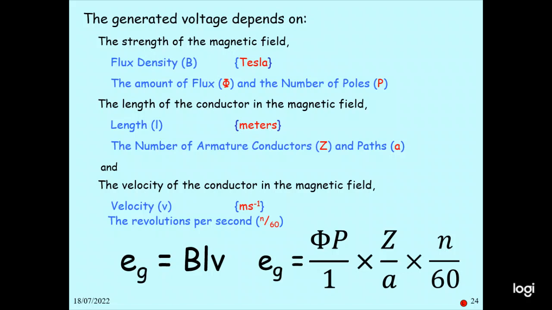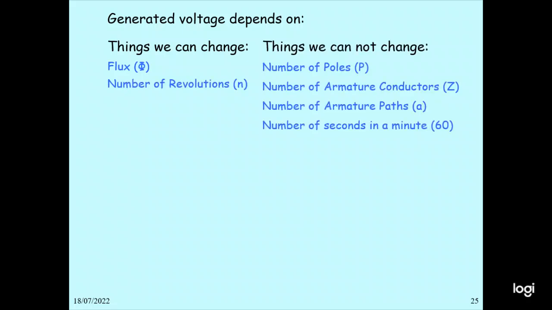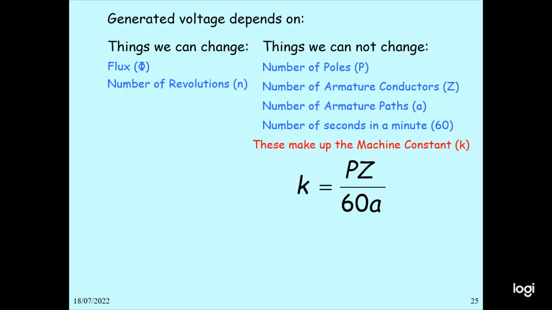Generator voltage depends on the flux phi, the number of revolutions N, and the number of poles P, so we can change the number of revolutions and flux phi, but we cannot change the number of poles. We cannot change the number of armature conductors Z. We cannot change the number of armature parallel paths A. So this makes up the machine constant. K equal to PZ by 60A. P is the poles, Z is the armature conductors, A is the number of armature parallel paths. In this case, K is the machine constant. So E is equal to P by 60A multiplied by phi N. So E is equal to K phi N.